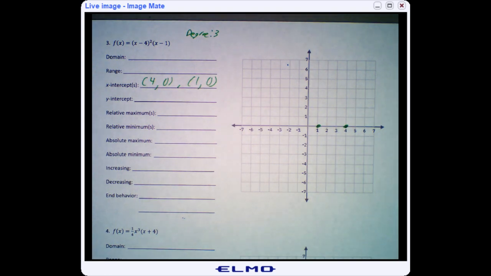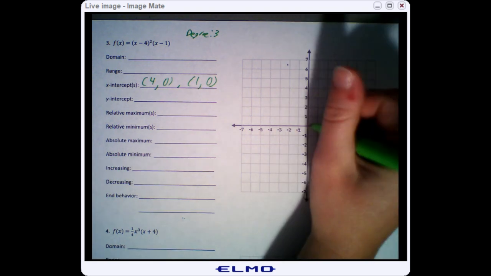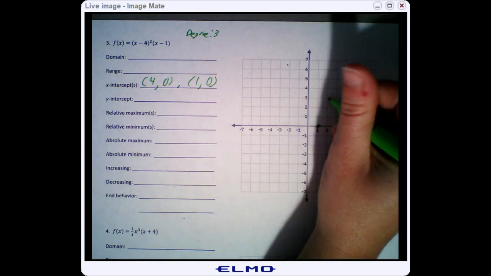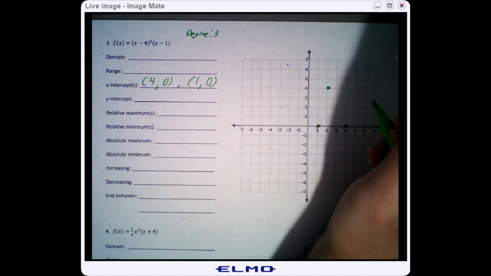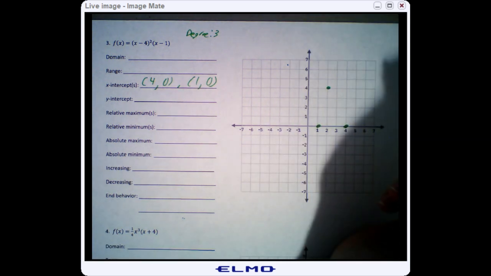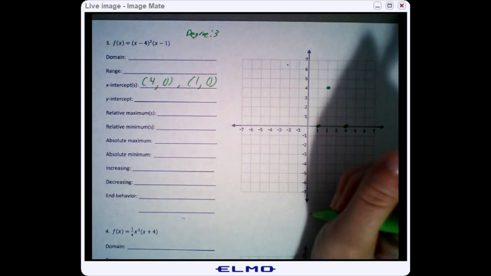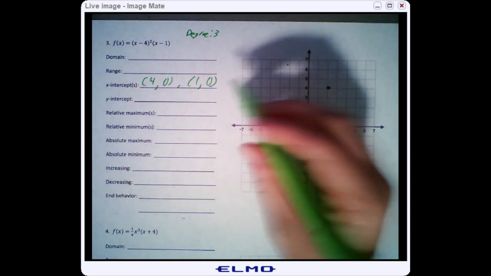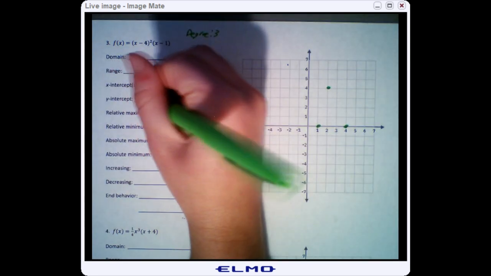Some other key points I want on the graph though is (2, 4), and I know that from Desmos. And then I also know from Desmos that my y-intercept is going to be (0, -16). So way down here somewhere. So we can't put that on the graph, but we know it's there.